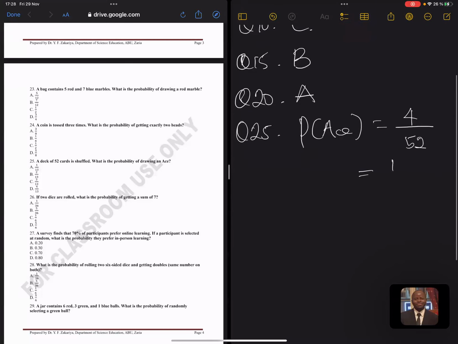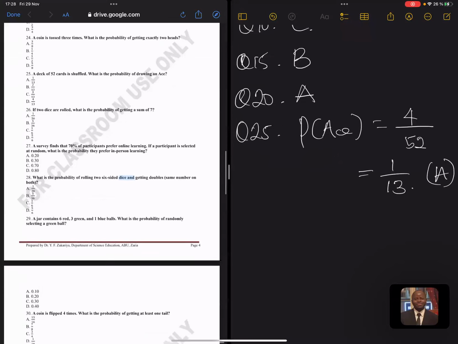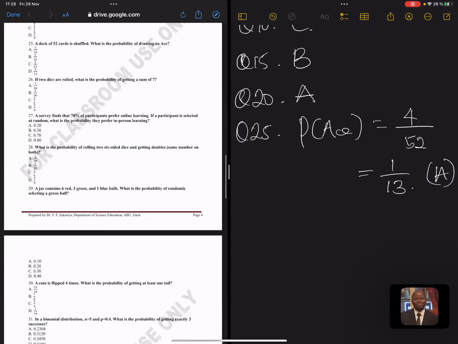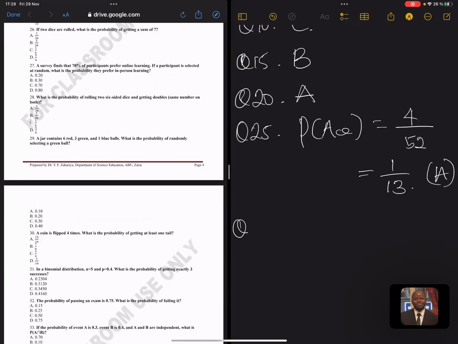So we can make the division 1 over 13. So the probability is what? The answer is 1 over 13. Is the answer there? So the correct answer is option A. Is it okay, everybody? Yes, sir. Excellent. Perfect. So we can go to problem number 30.